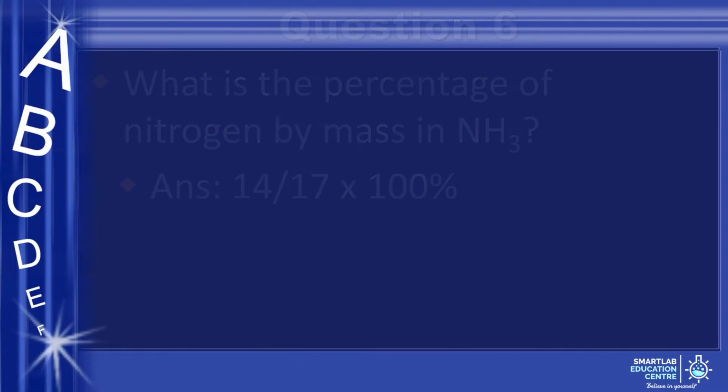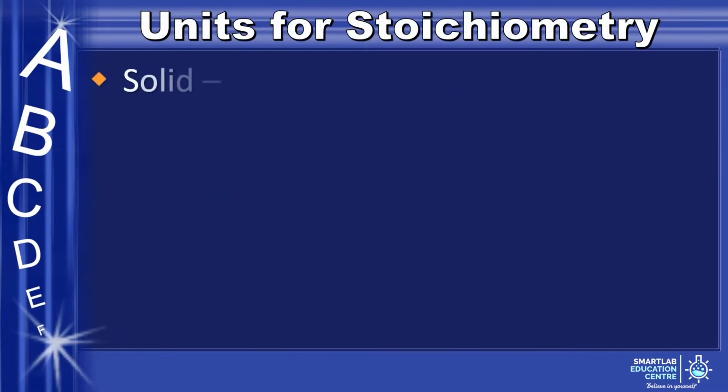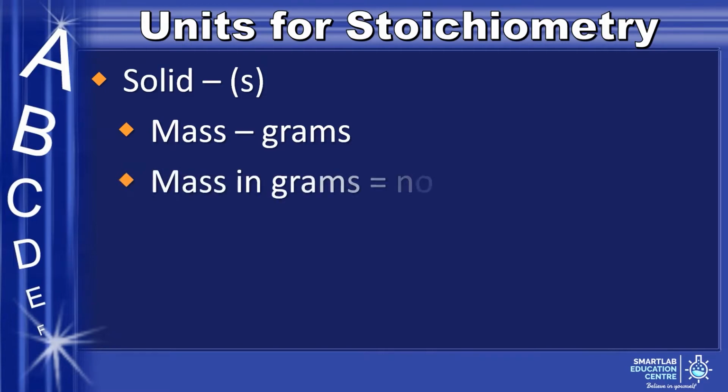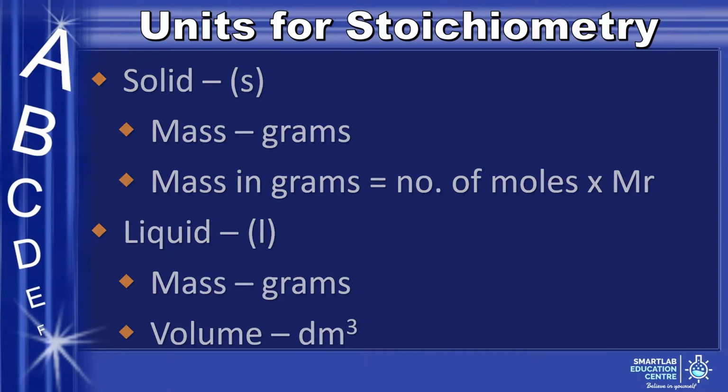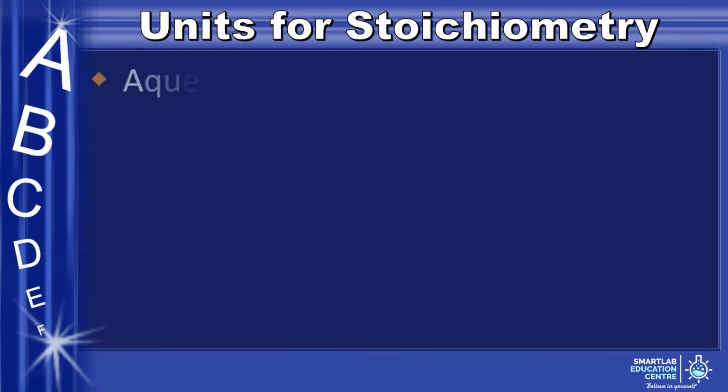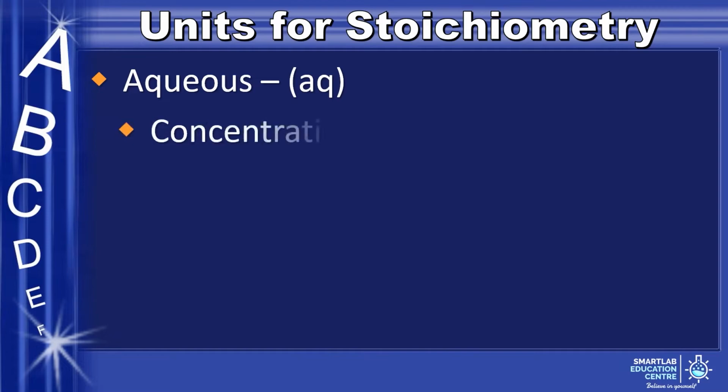The units for solids in stoichiometry has a symbol S, and mass will be in grams. And it is equal to the number of moles times Mr. The symbol for liquid is L and the units for the mass will be grams and the units for its volume is dm cube. The units for aqueous in stoichiometry has a symbol of AQ, and the concentration has a symbol of mol per dm cube, and the volume is in dm cube.